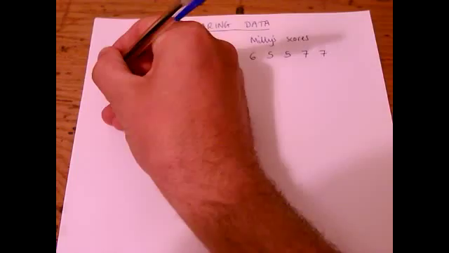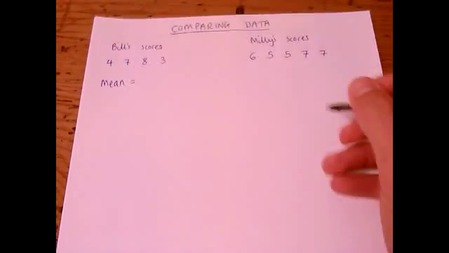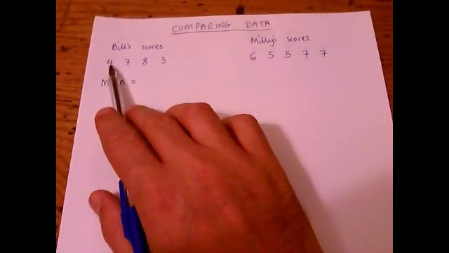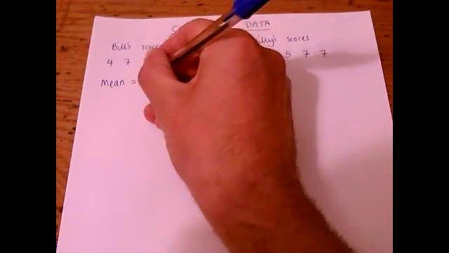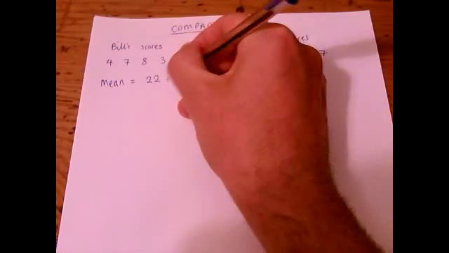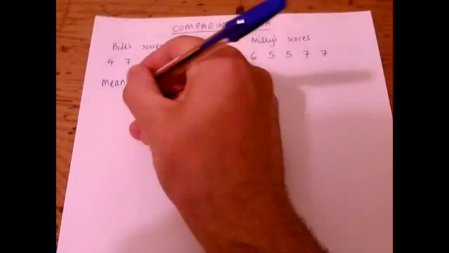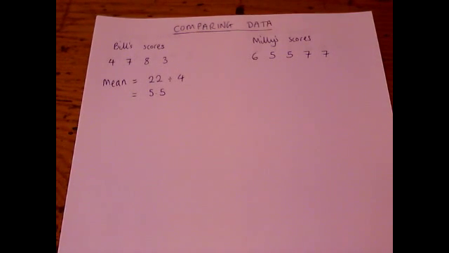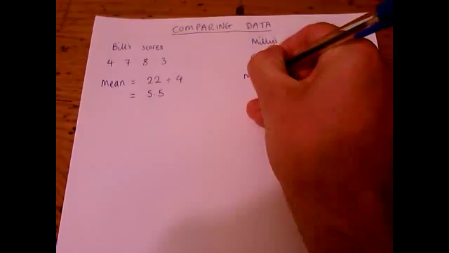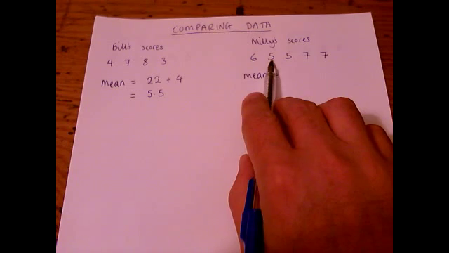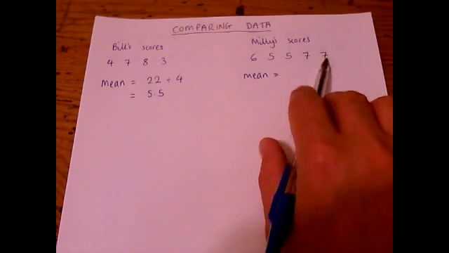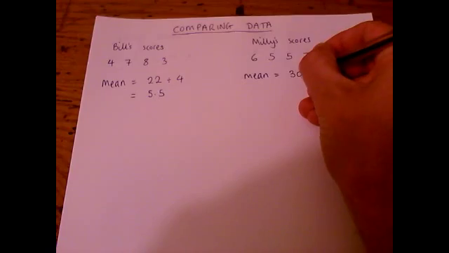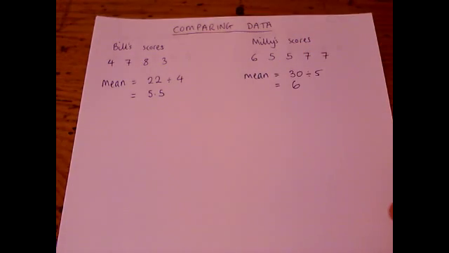Let's have a go at working out the mean for Bill's scores. The mean is when you add up all the numbers and you divide them by how many there were. The total here is 11 plus another 11, 22, divided by 4. There are 4 numbers, and therefore we've got a mean of 5.5 for Bill. If we do the same for Millie, her mean is 6 and 5, which is 11, plus 5, 16, plus 14 makes 30. And there are 5 scores here, so we're dividing by 5. Gives a mean of 6.